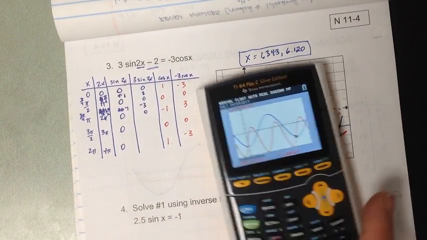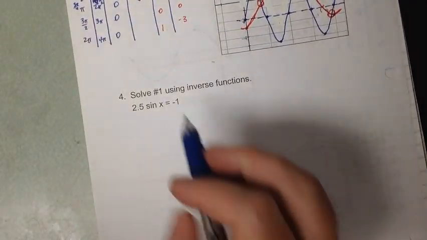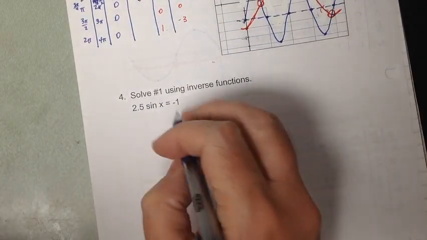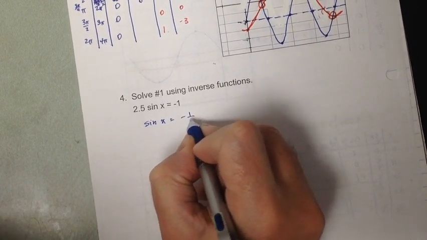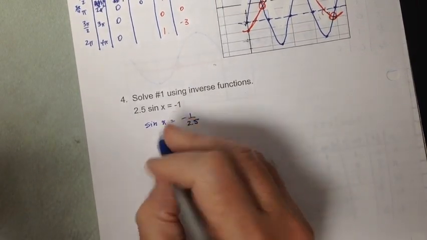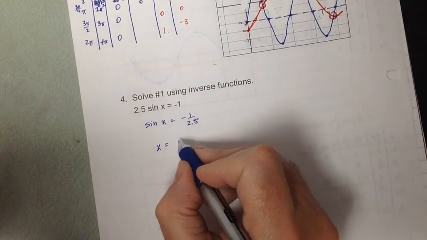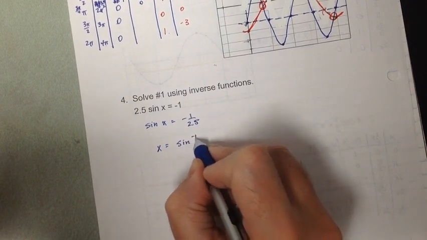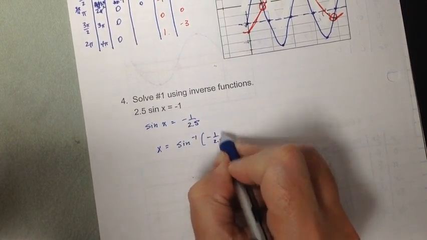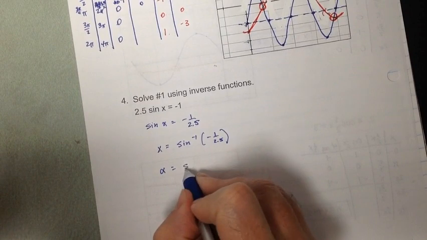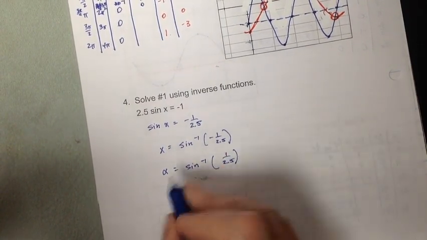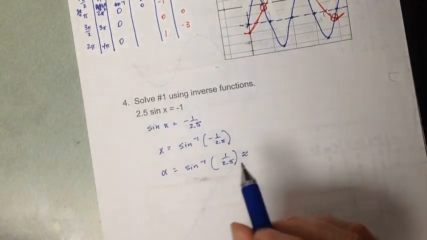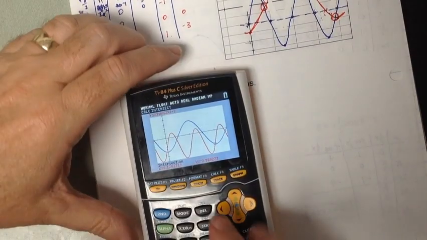All right, last problem. This one, solve using inverse functions. Okay, 2.5 sine x equals -1. So first thing I'm going to do is divide both sides by 2.5, -1 divided by 2.5 here. Now I'm going to take the inverse of both sides. x equals inverse sine of -1 over 2.5. So I'm going to actually change this to a positive 1 over 2.5 to find my reference angle. And we are talking about radians.